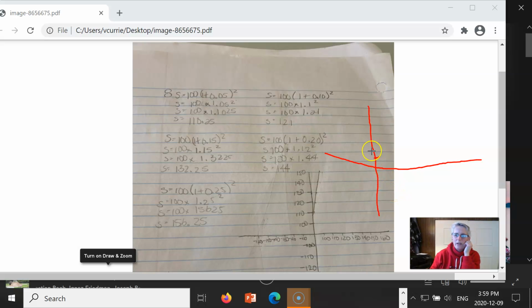So you have your coordinates here, and down here as well. This axis here is going to be your S. And that's where you're going to do your 110, 120, and so on all the way up to 170 up here somewhere.